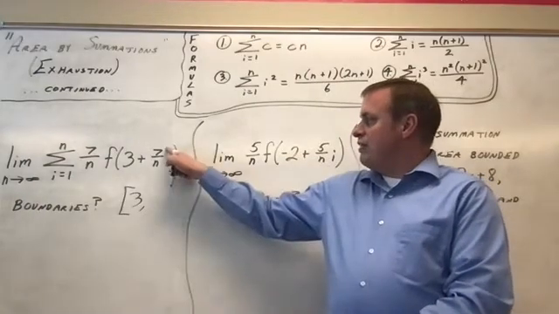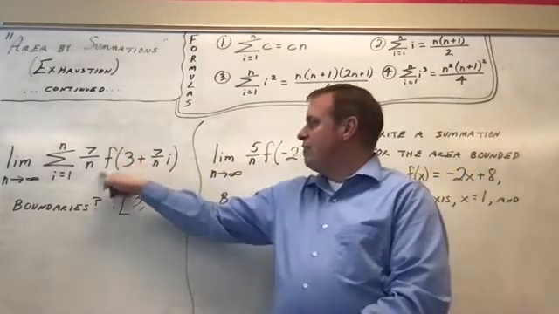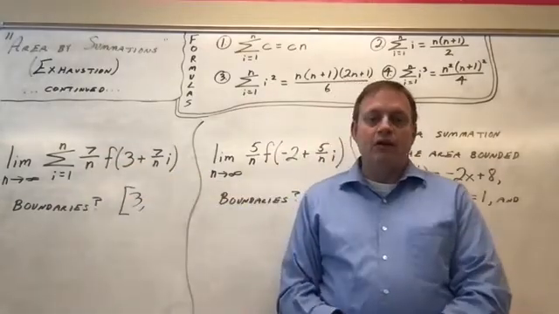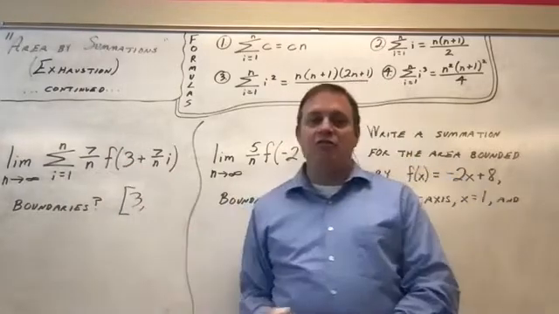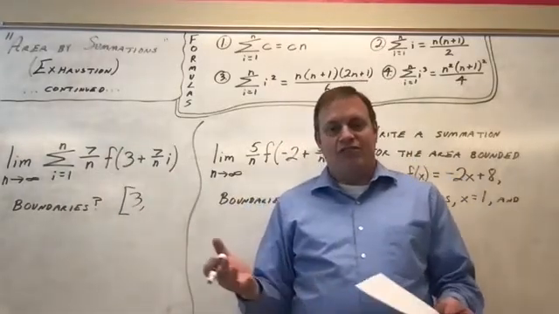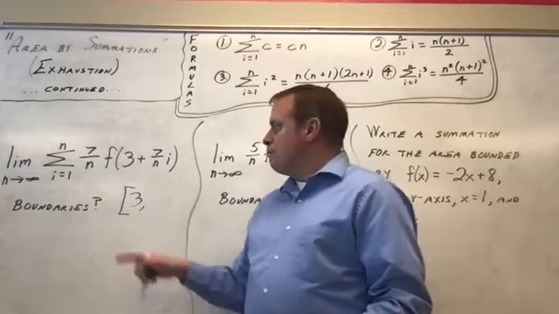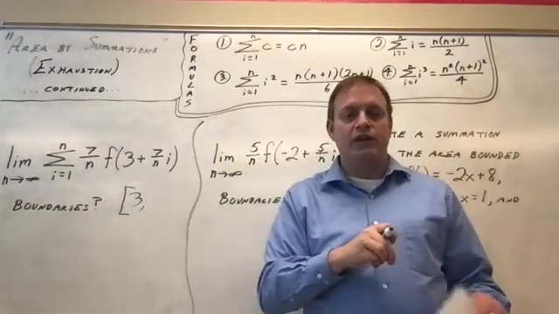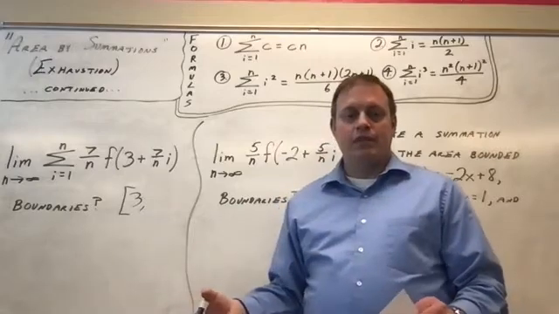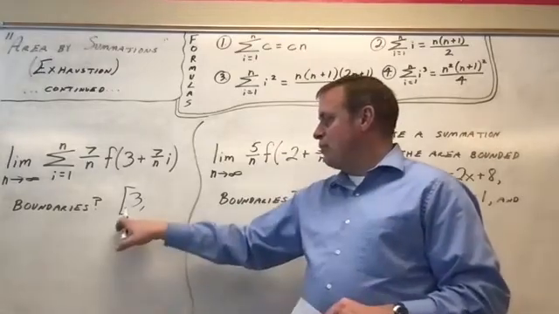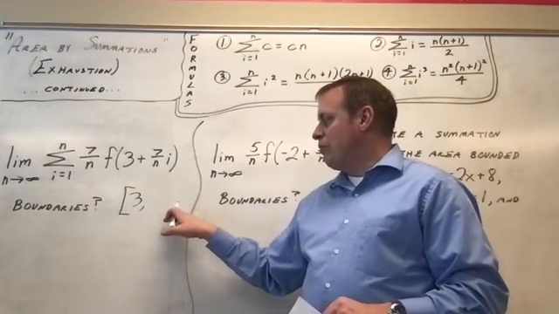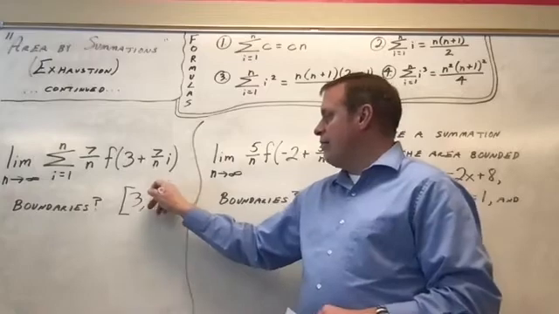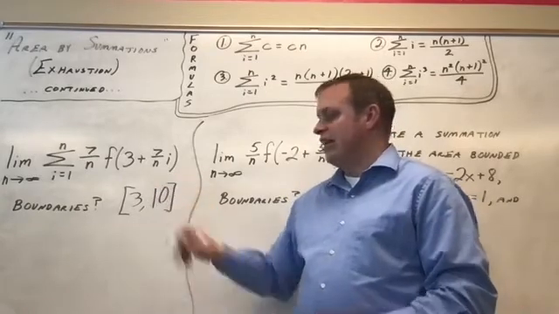Now, this 7 over n, which appears in both of these places, designates the width. If we have 1,000,000 rectangles, we're going to take 7 and divide it by 1,000,000. That's the width. So the 7 comes from the difference between the lower boundary and the upper boundary. And since the gap between 3 and this number is 7, I could take 3 plus 7 and get my other boundary as 10.